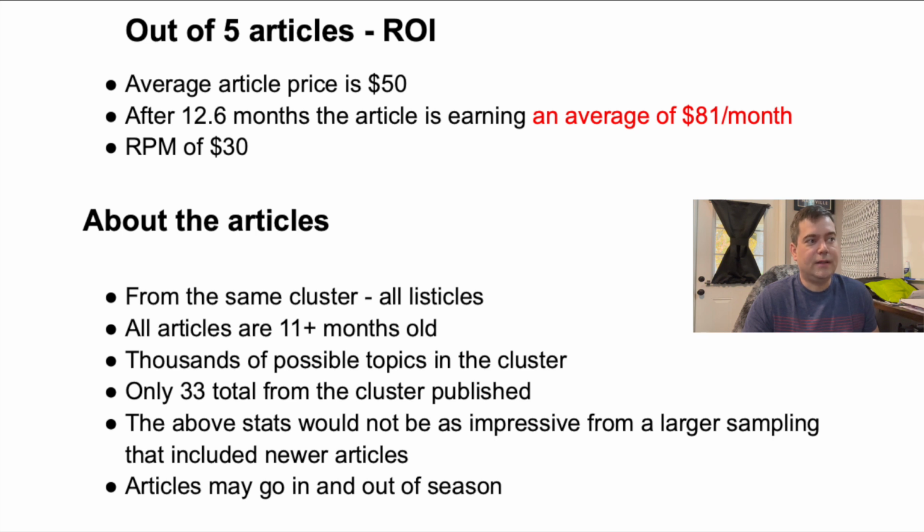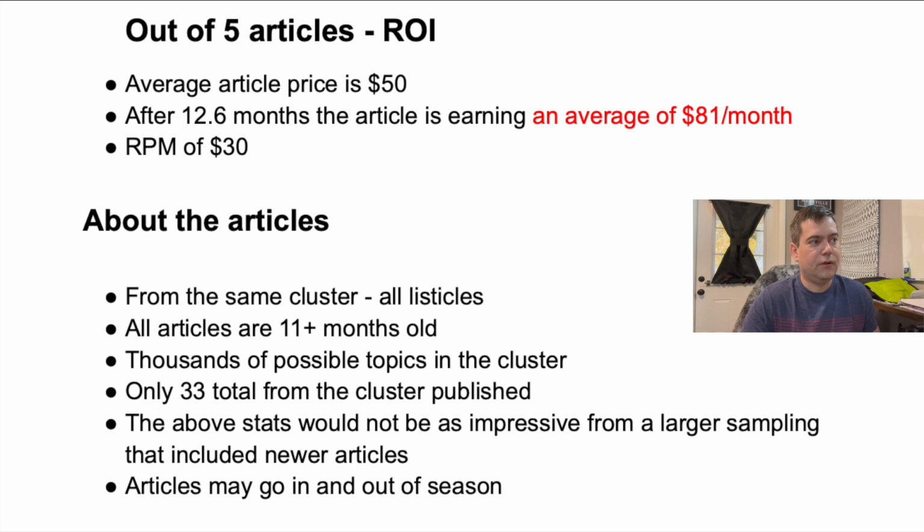And I determined that after 12.6 months of aging in Google, I was earning an average of $81 per month from each one of those articles from display ads alone. This isn't counting any affiliate links that may or may not have been in those articles, though most of them did not have any affiliate links. This is solely from display ads. The RPM was an average of about $30 across those 5 articles.